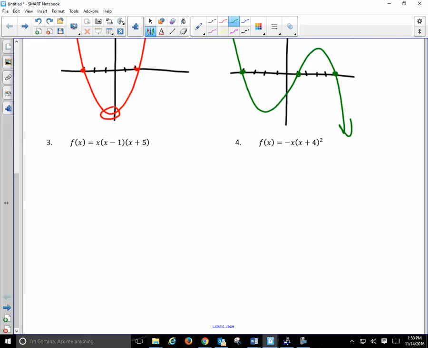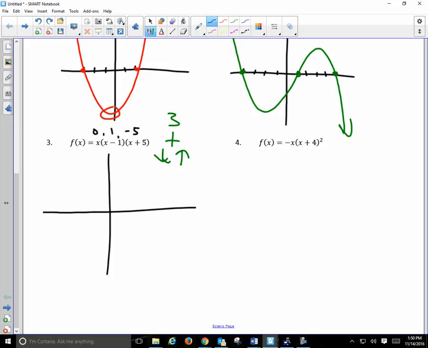What degree is number 3? Third degree, positive or negative? Ends up, begins down. And so again, that is the type of thinking that you should carry through. As you multiply the x's out, you will come up with a positive x cubed. So I have 0, 1, and negative 5 for my solutions.